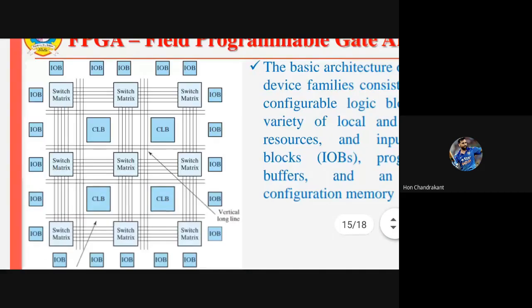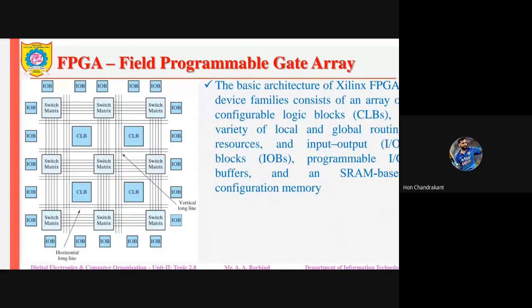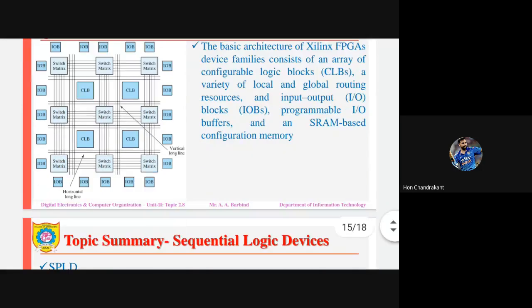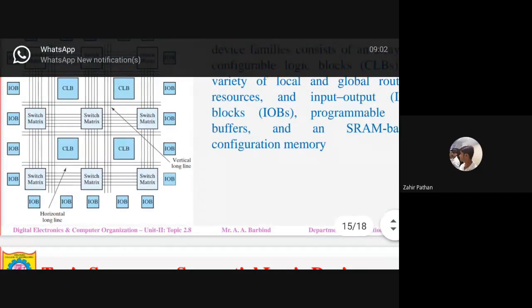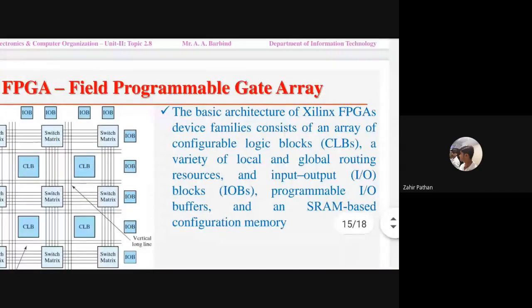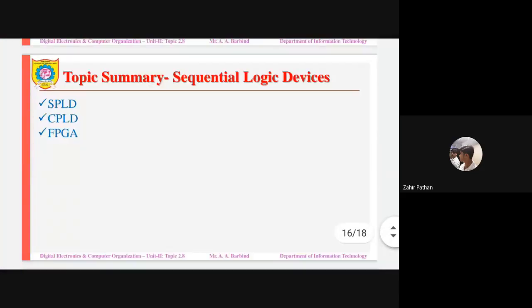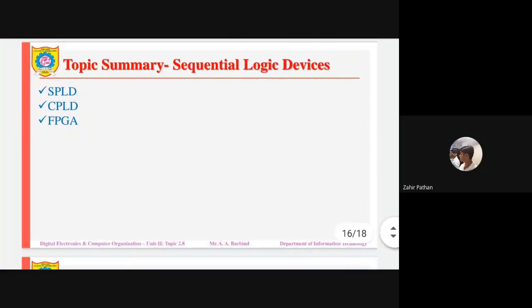We have seen the features of FPGA and its block diagram, what it contains, that is CLB, switch matrix, and IOB. If required, you can go to the book for the internal block diagram of the CLB, that is configurable logic blocks. It is available in the book of Morris Mano. So this is the summary of what we have seen today.